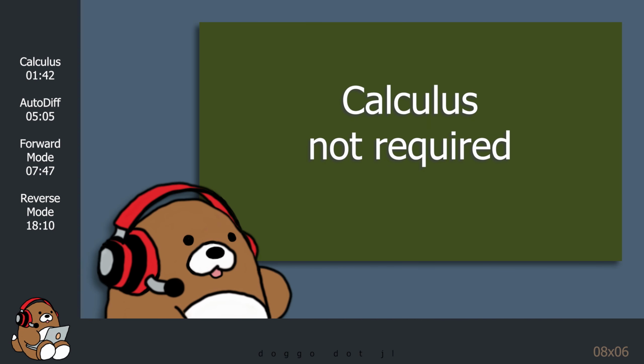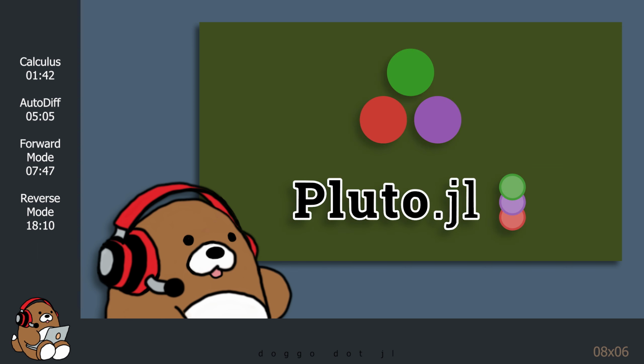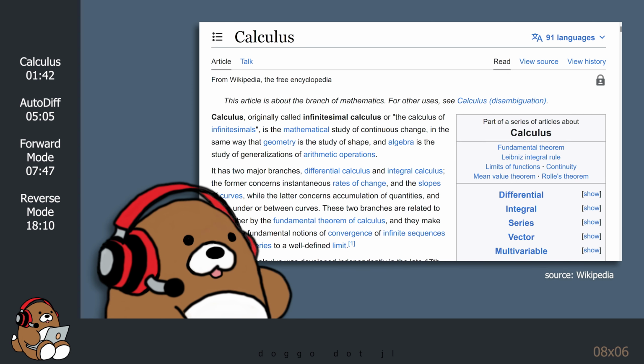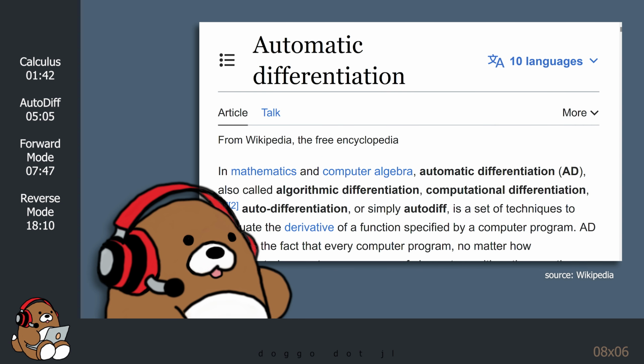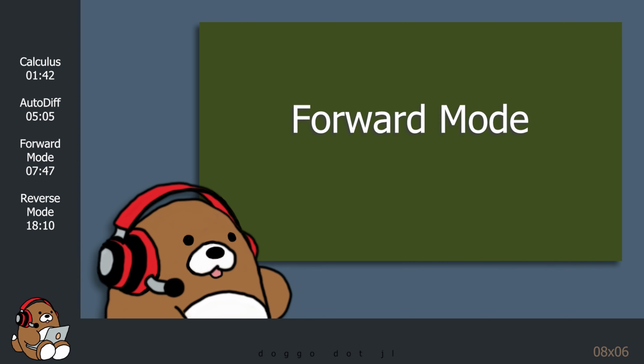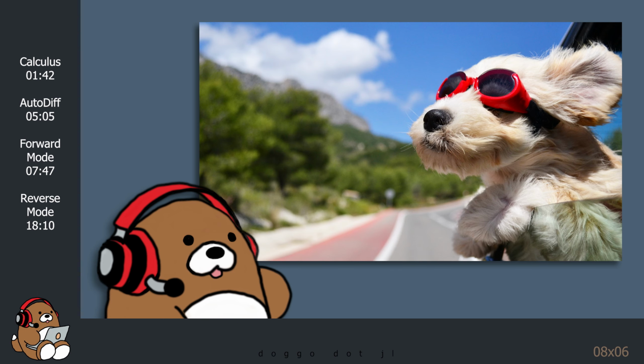Knowledge of calculus is not required for this tutorial, but I am assuming that you know how to use Julia and that you know how to use Pluto notebooks. In this tutorial, I'll start with a brief history of calculus that will lead us to the subject of automatic differentiation. By the end of this tutorial, you'll understand what automatic differentiation is and what it has to do with calculus. You'll also see examples of how to solve calculus problems using both forward mode automatic differentiation and reverse mode automatic differentiation. With that said, let's get started.